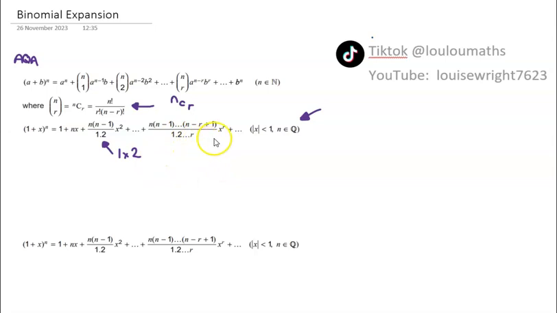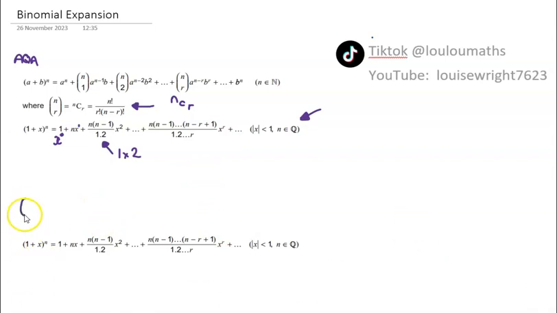And you might be asking, what is r? Well, r is just the power of your x term. Because as you can see, powers of x go up all the time. Here, this is really x to the power 0, and this is x to the power 1, x squared, x cubed, and so on.